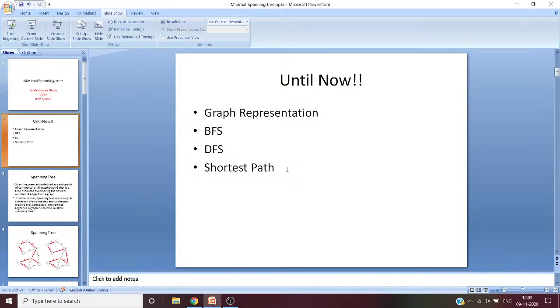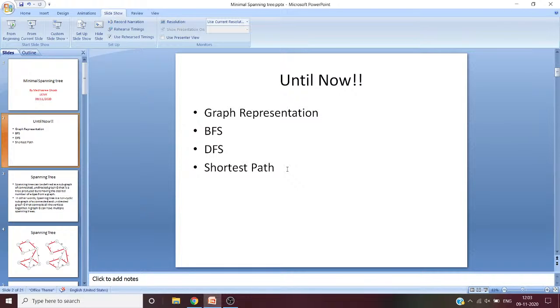Will classes be held during Kali Puja? See, I can't tell you anything about the class schedule. Please ask any senior faculty or HOD sir regarding this. I don't have any idea about the class schedule.